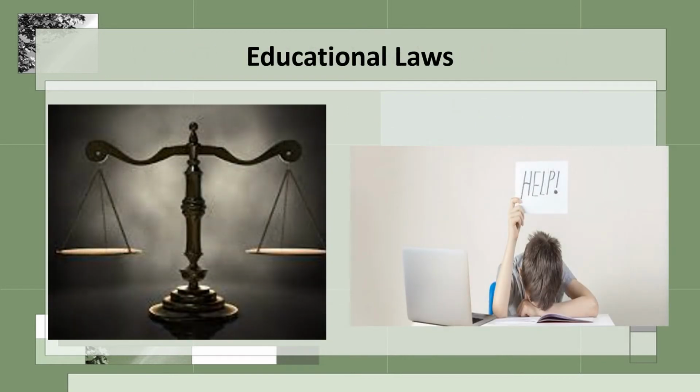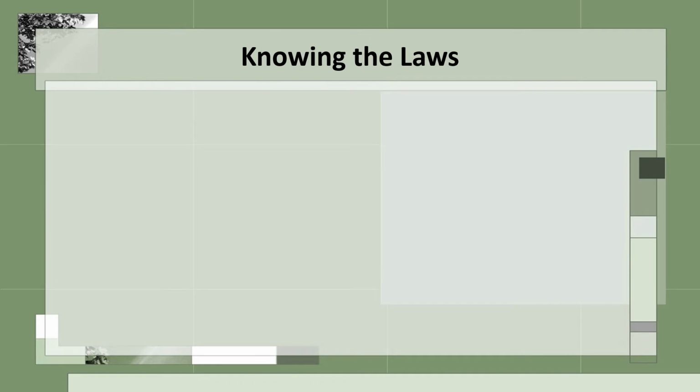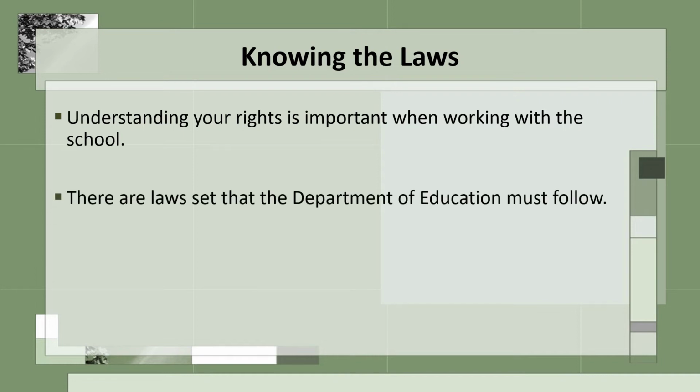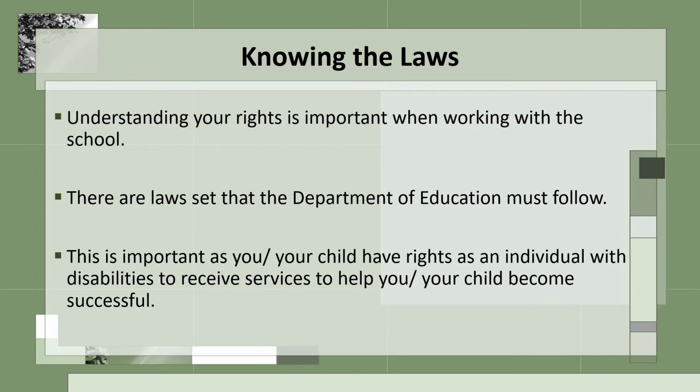Now we're going to discuss some important educational laws. Knowing the laws. Understanding your rights is important when working with the school. There are laws that the Department of Education must follow. This is important as you or your child have rights as an individual with disabilities to receive services to help you or your child become successful.